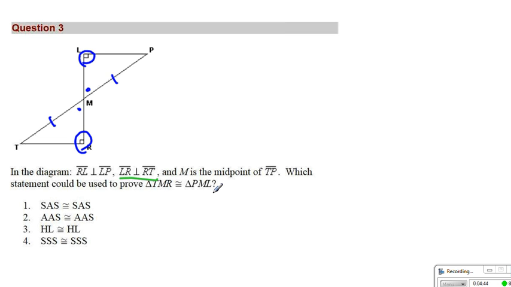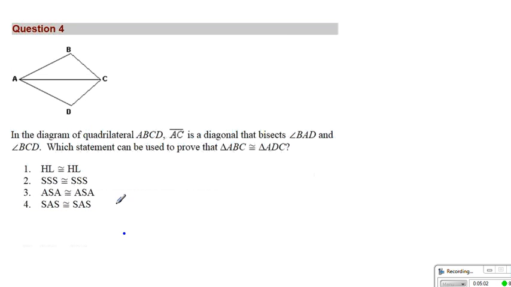So therefore, we get to realize that angle-side might be quite a possibility because these two are vertical angles. They're congruent already. So we get to realize choice 2 would have been our answer. Alright, let's move on. Question number 4.